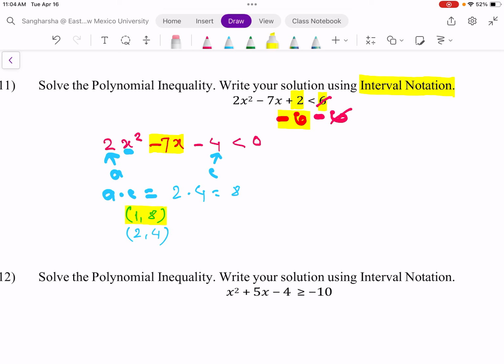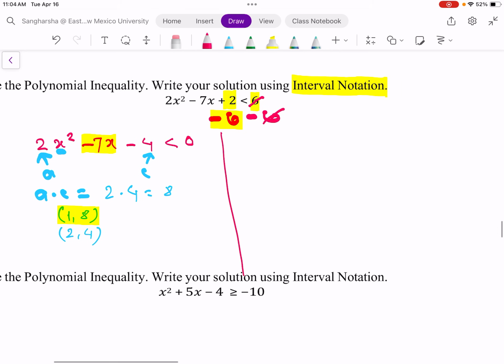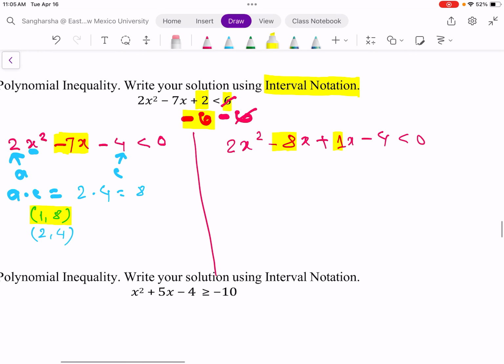Now, how do we rewrite negative 7x using 1 and 8? Minus 8x plus 1x, right? Or x. Okay. So here we have 2x squared. Now negative 7x is negative 8x plus 1x, minus 4, less than 0. See, we use the 8 and 1 pair of factors to rewrite our middle term. Okay. So we have 4 terms here. So let's make groups. The first 2 terms are one group and the last 2 terms are the other group.